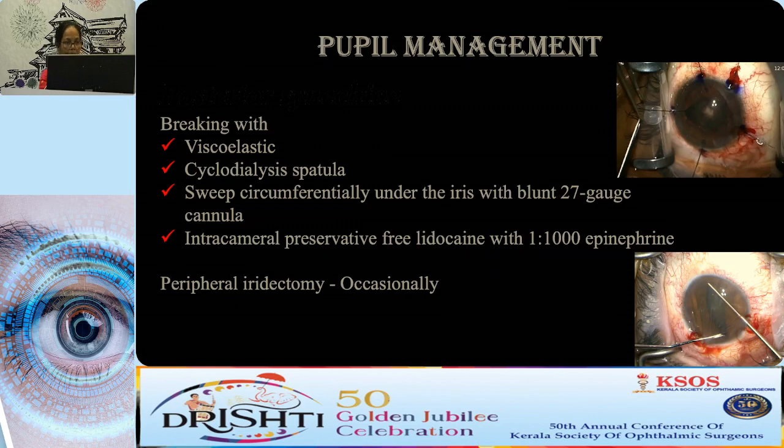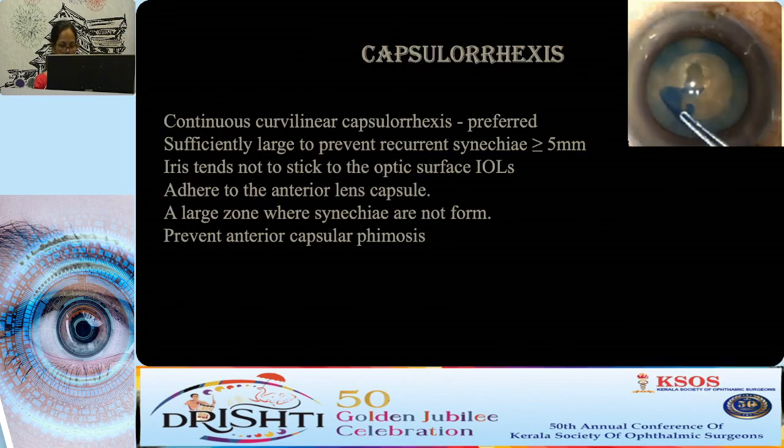Posterior synechiae can be broken with viscoelastic or a cyclodialysis spatula, or you can use a 27 gauge cannula swept under the iris. Additionally, intracameral preservative-free xylocaine with adrenaline can be used. Even peripheral iridectomy can occasionally be used if the synechiae cannot be broken. And then finally, you can introduce another instrument under that and separate the synechiae.